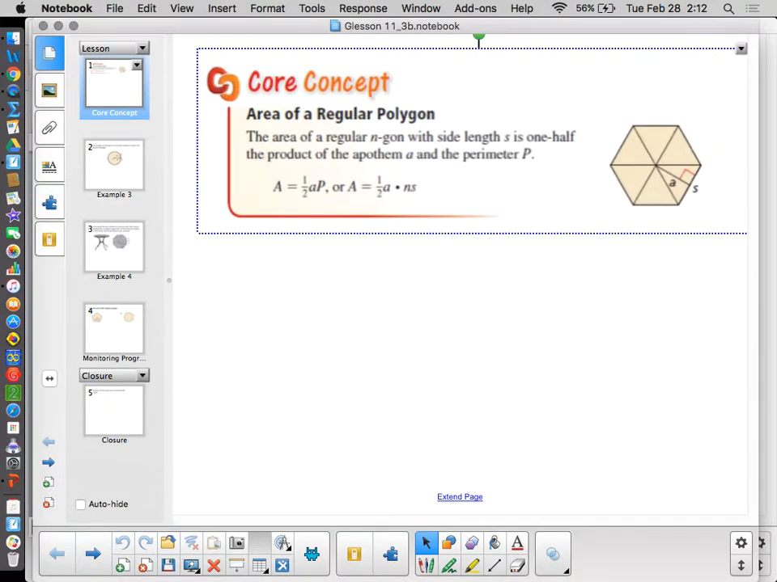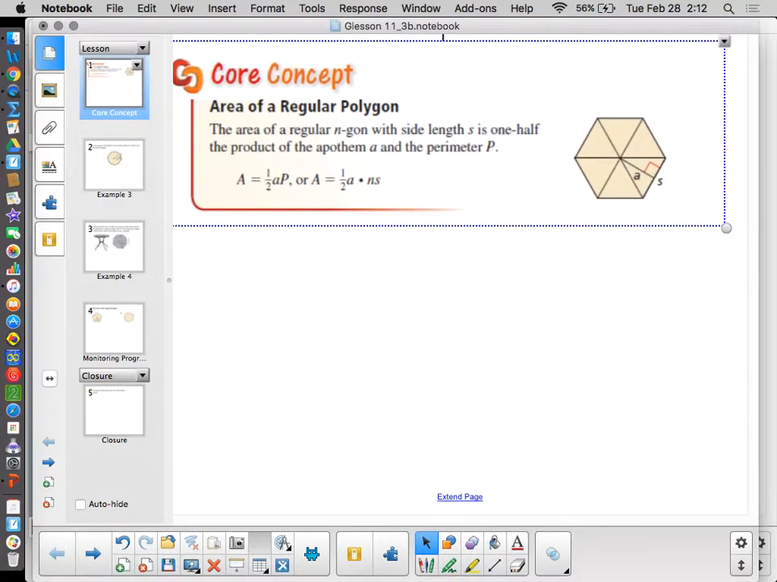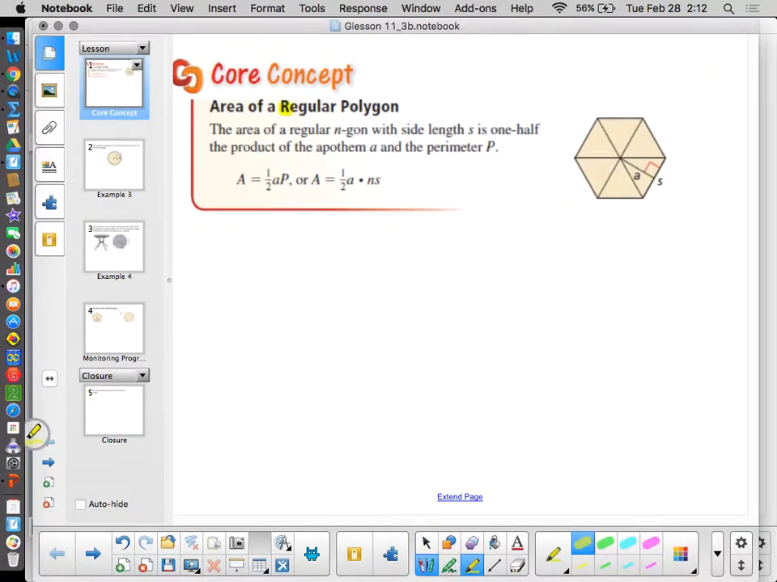To find the area of a regular polygon, and remember the idea of regular means that all the sides are the same and all the angles are the same, so it's only these special polygons. But the area is 1/2 times the apothem times the perimeter. So the two things we need to know in order to find the area of a regular polygon is I need to know the length of the apothem, and I need to know the length of one side. Because if I know the length of one side, I can quickly find the perimeter by just multiplying by the number of sides, right? That's easy.